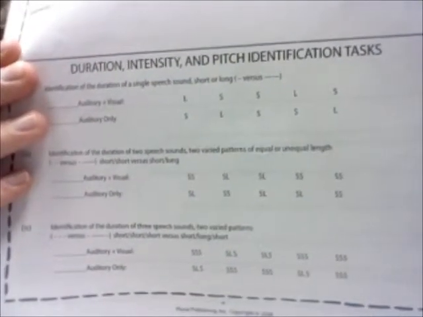Here you have the auditory awareness, the duration, intensity, and pitch identification tasks, which continue on to the next page, and see the symbols here. They correspond with the pictures in the plate book as whether it is soft or loud, and how many sounds you are doing per task.